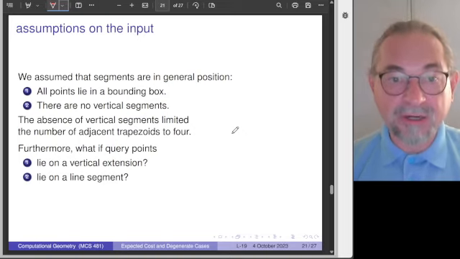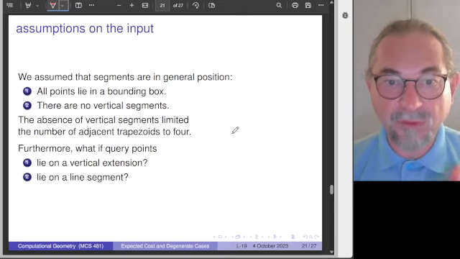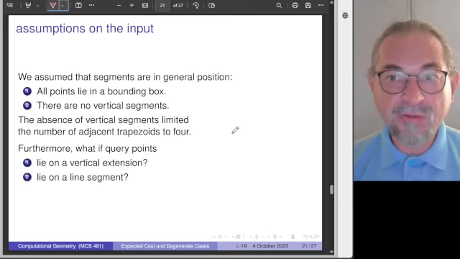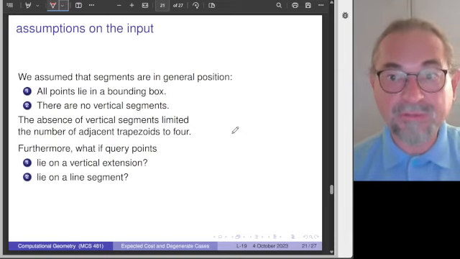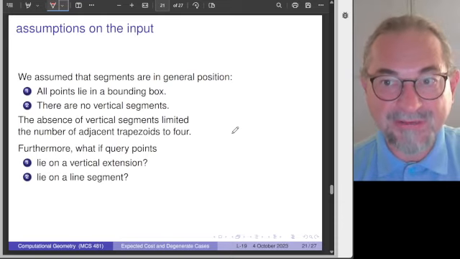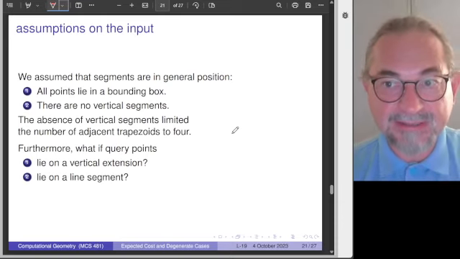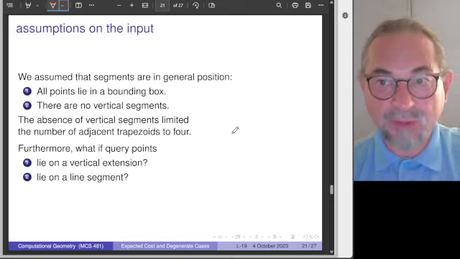Okay, then there are the other cases. What if query points lie, if you allow vertical extensions? Well, what if the query points lie on them? What if the query points lie on the line set? So in some sense, the cases that we have dealt with so far always assumed that our query point was in a face.